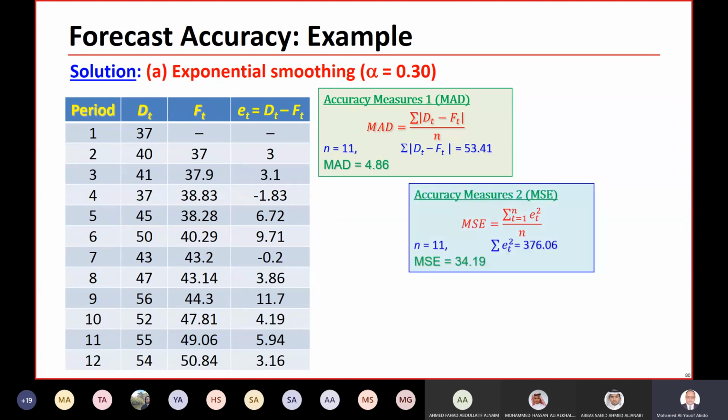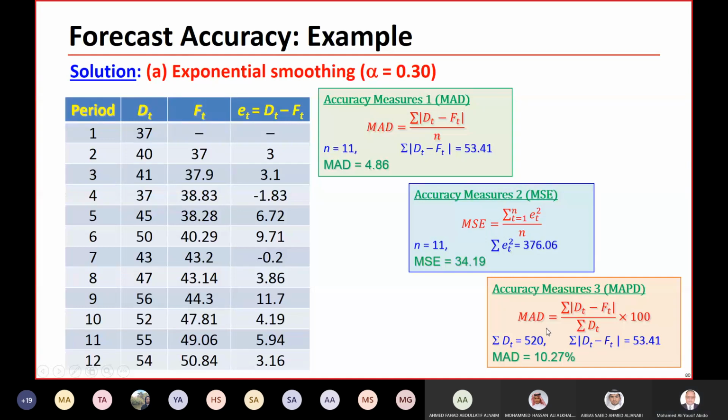For the mean square error, again, mean square error equals the summation of error squared over n. So you square the errors and sum and so on. So at the end, you have the summation of all these squared equal to 376, and you divide by 11, so it gives you MSE, mean square error, equal to 34.19.